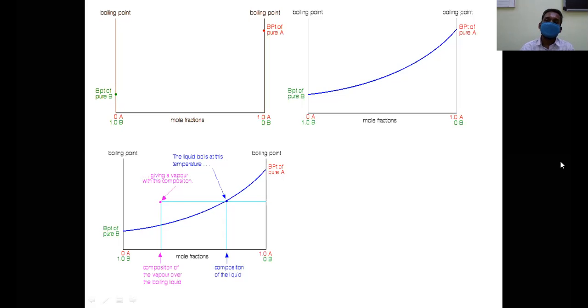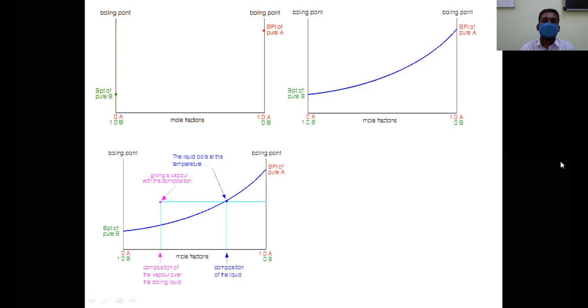Now for example, I have taken a solution of 30% B. Remaining 70% is A. Ideally, what is expected? The vapors should also have 30% B, 70% A. Is it not? But that doesn't happen. In real solutions, that doesn't happen. What happens then?